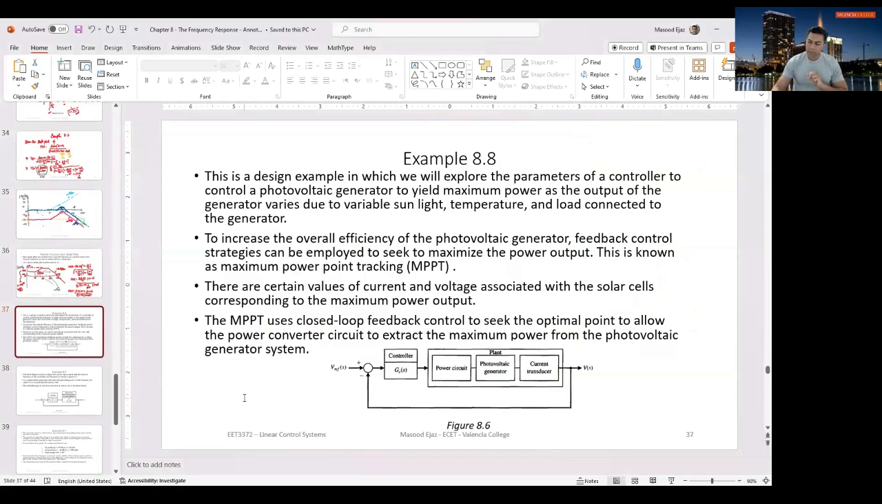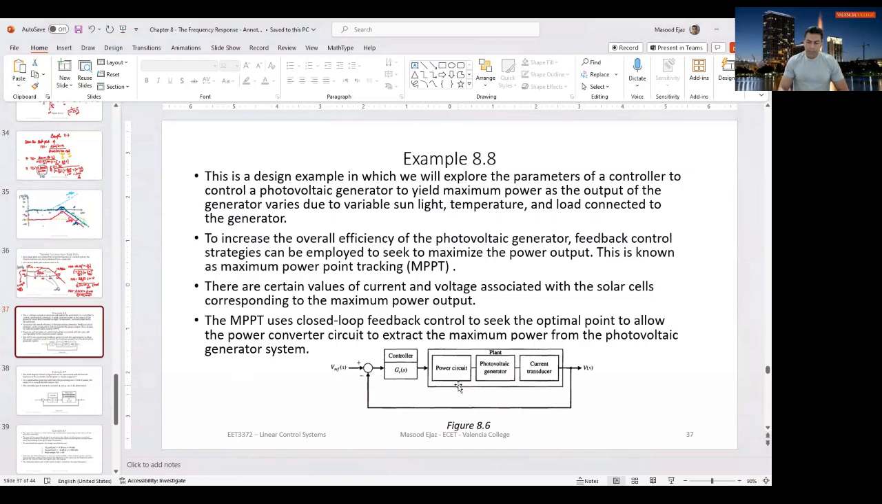So this example in the book started in chapter number 2, and then it continued in chapter number 8 in the context of frequency design. Basically, in this design example, we have to explore the parameters of a controller to control a photovoltaic generator to yield maximum power, as the output of the generator is varying due to sunlight, which is varying, temperature, which is varying, and the load that is connected to the generator. So a general block diagram is shown here.